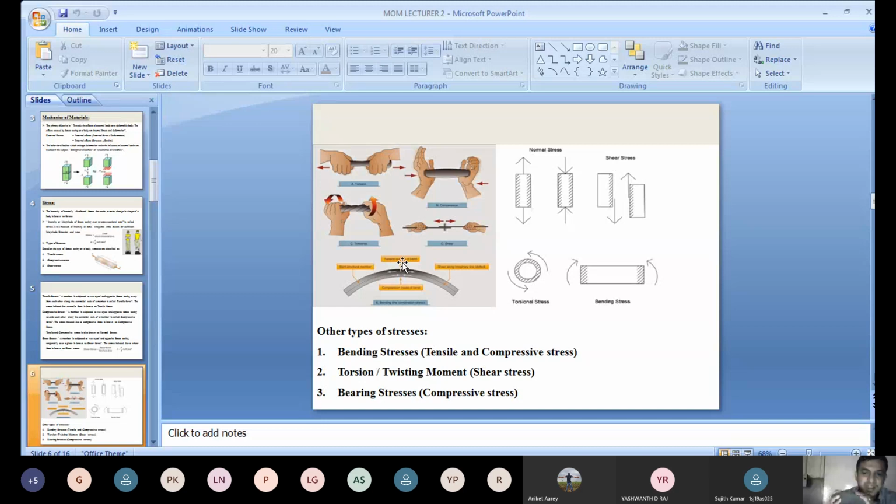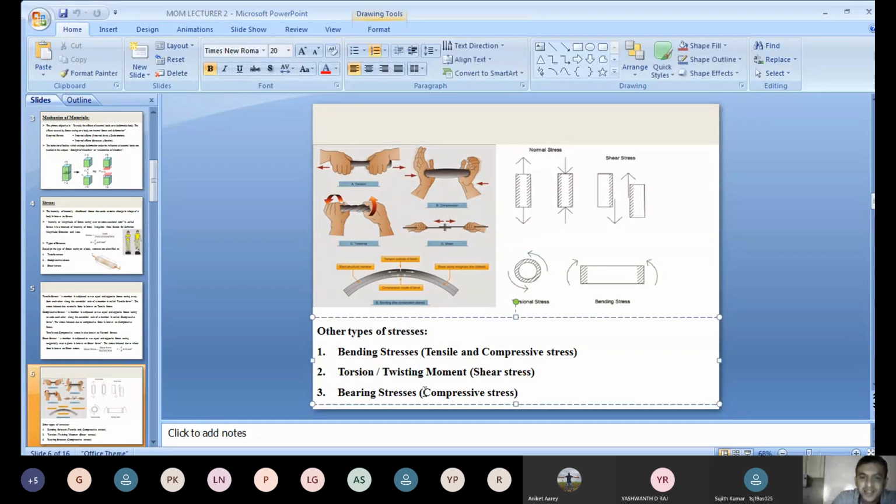Among the other types of stress is torsion, or twisting movement, which I explained here. In the wetted cloth, if you want to remove the water, we twist it. That is called a twisting movement. What type of stress is acting here? Shear stress. And the last one, which we already discussed, is bearing stress, where one component rests over another one.